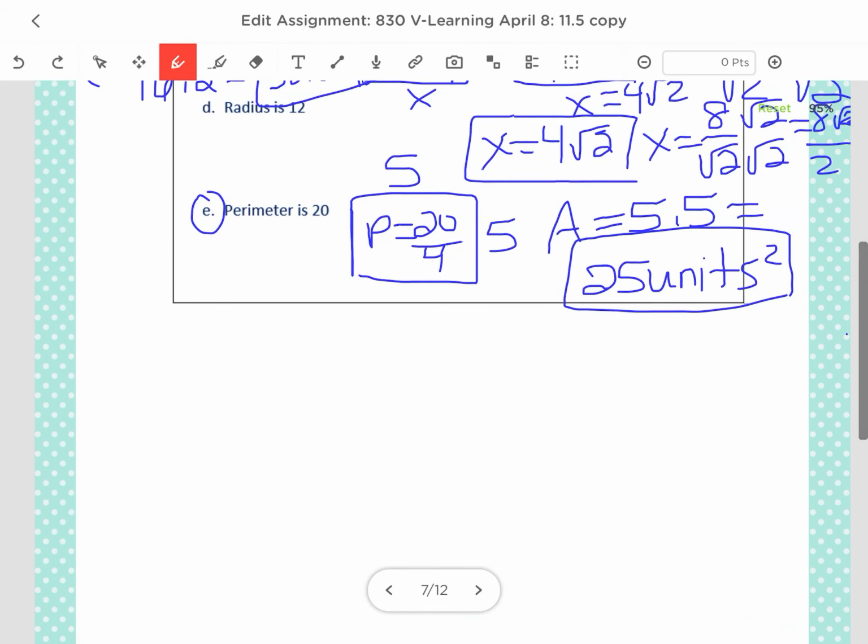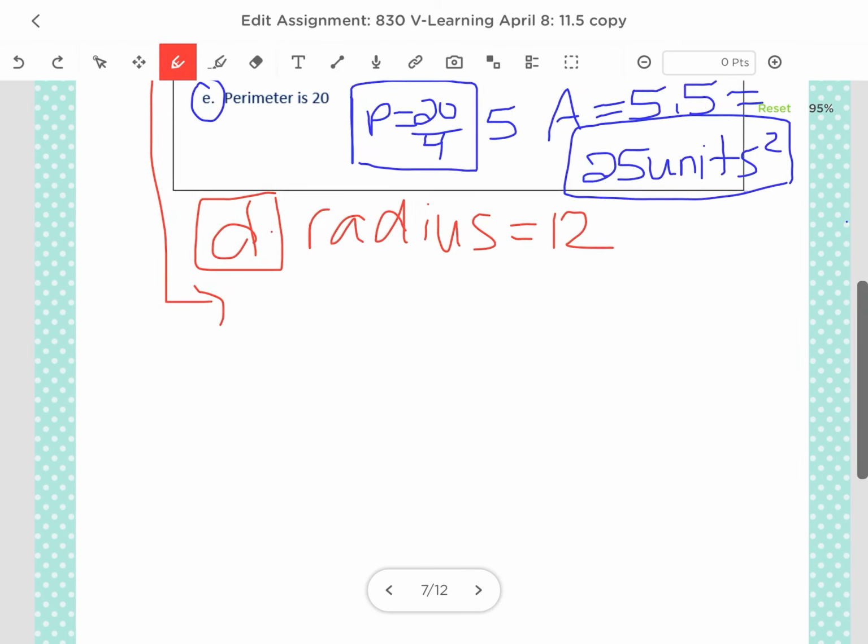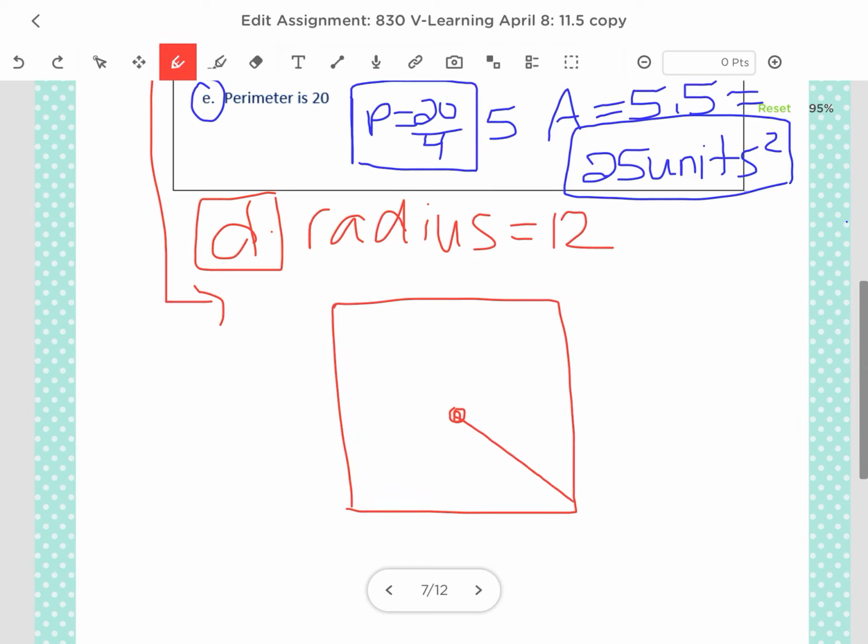Okay, and the last one I'm going to do is radius is 12. I've got a bunch of work down there, so I'm going to do it over here. So for part D, radius is 12. Okay, again, it's a square. I'm going to draw the picture nice and large. Whenever you're drawing these pictures, the larger you can draw them, typically the easier it is to see all the information. The smaller it is, the harder it is.